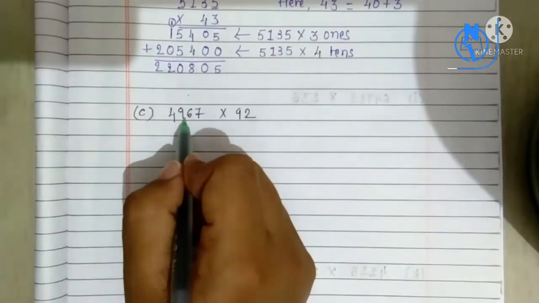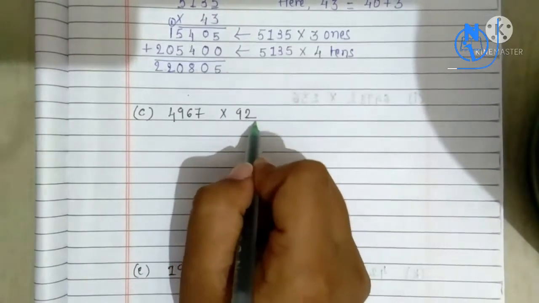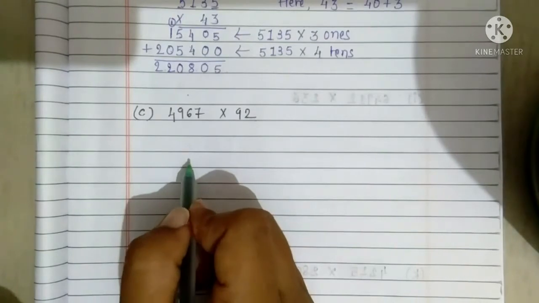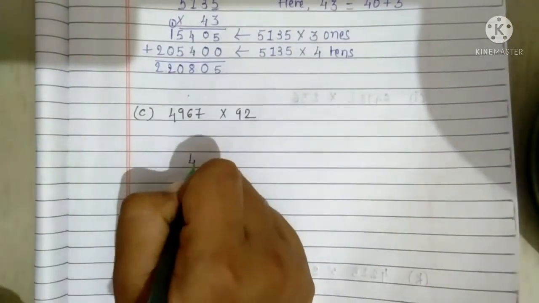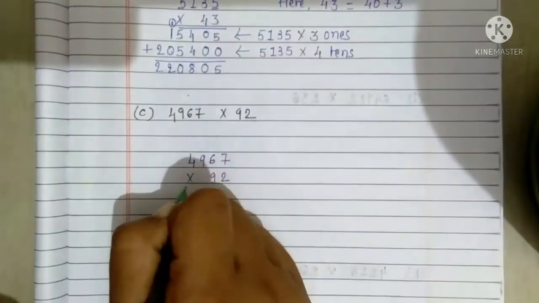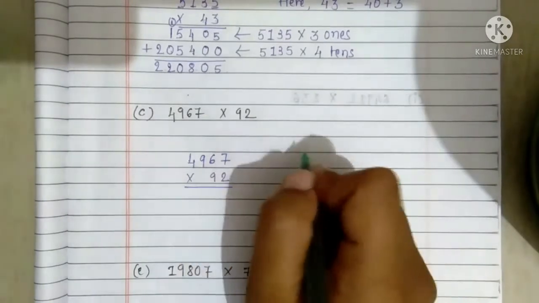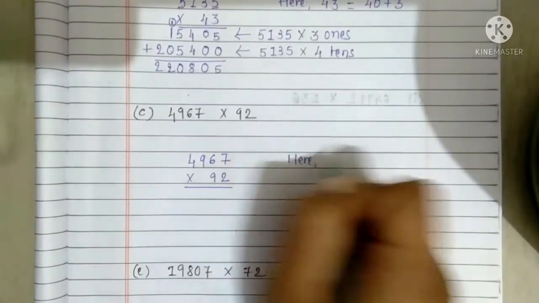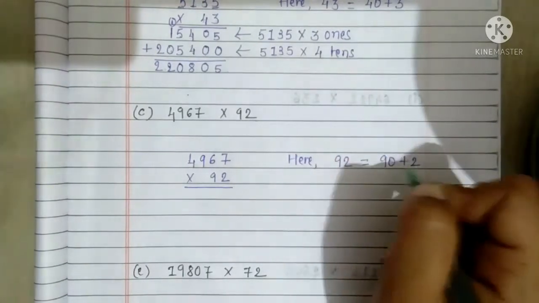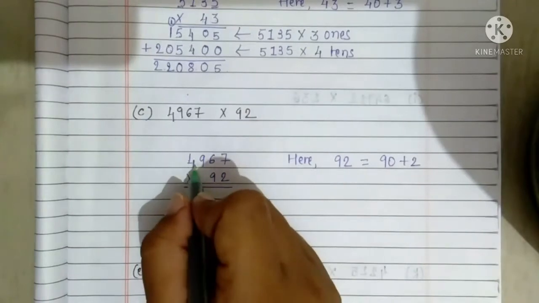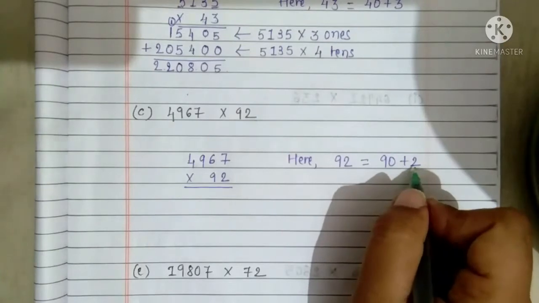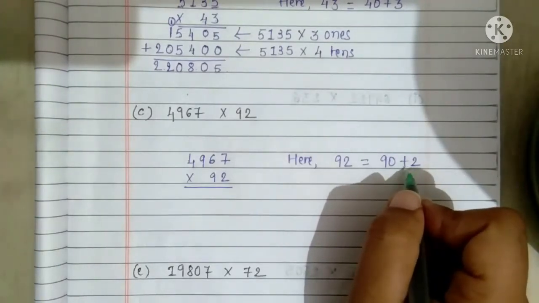Next C. Multiply 4965 by 92. First of all, arrange these two numbers in vertical column. Here 92 is equal to 90 plus 2. So we multiply 4967 by 90 and 2 and add the products.